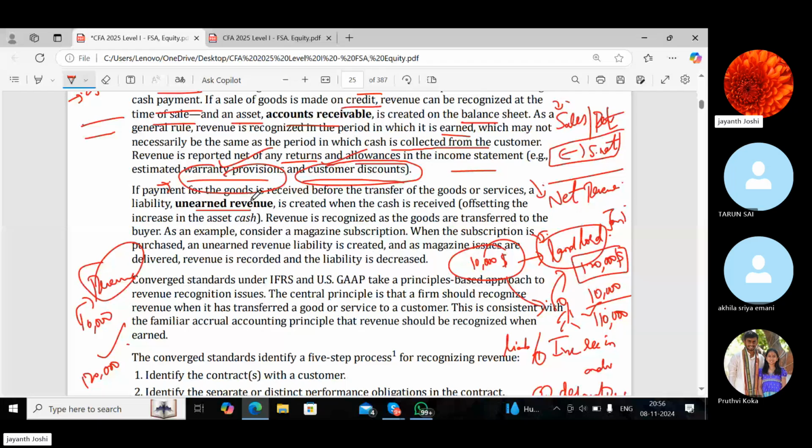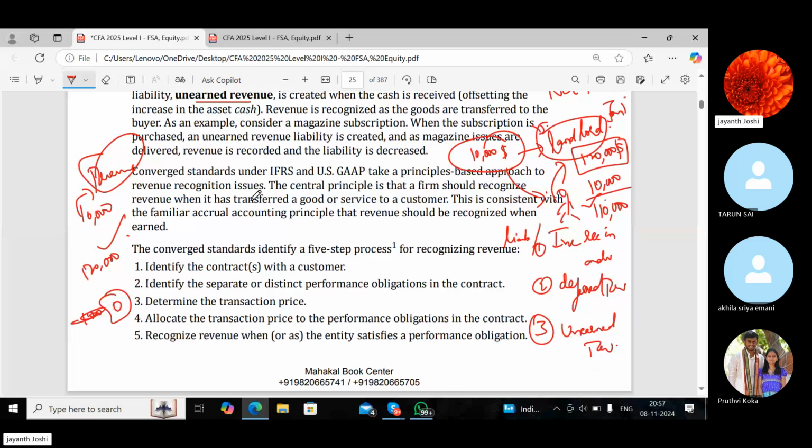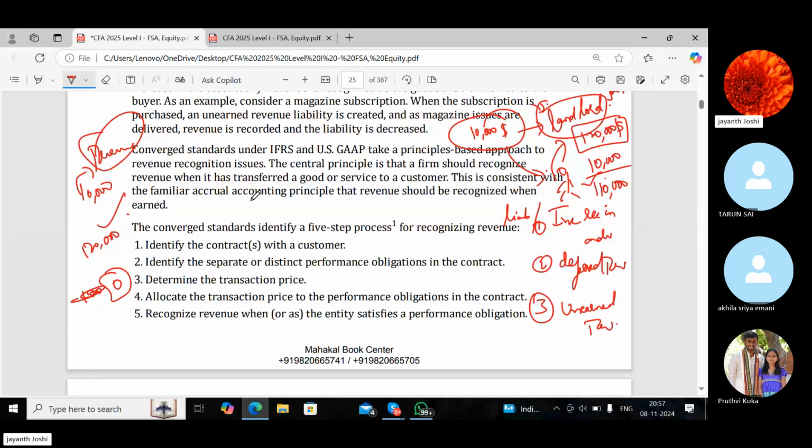Now, converged standards under IFRS and US GAAP take a principles-based approach to revenue recognition issues. As you know, IFRS and US GAAP are going to converge, so they take a principle-based approach towards recognition of revenue. They ask you to follow 5 steps to recognize a transaction as revenue. The converged standards identify a 5-step process. First and foremost, there should be a contract between the seller and the buyer. Identify the contract with the customer.